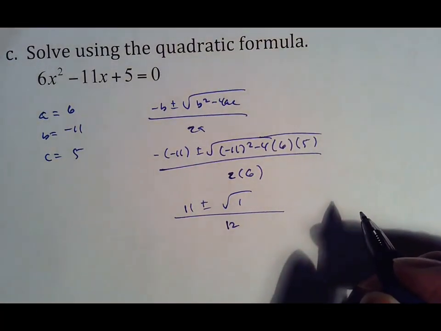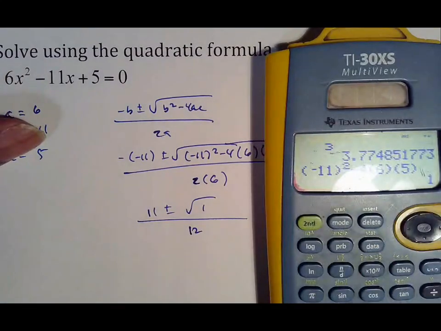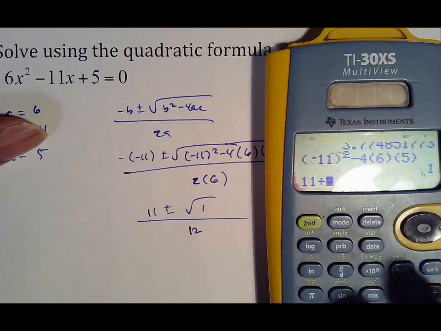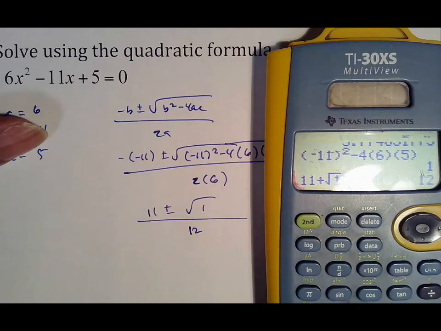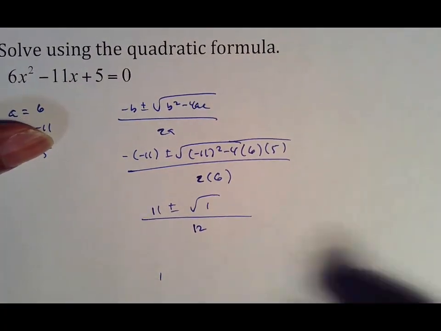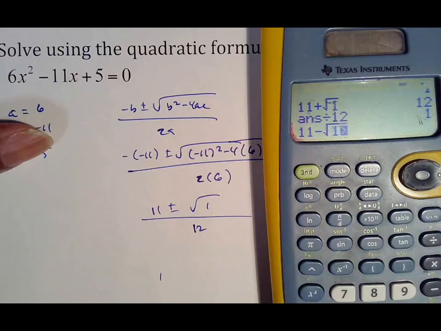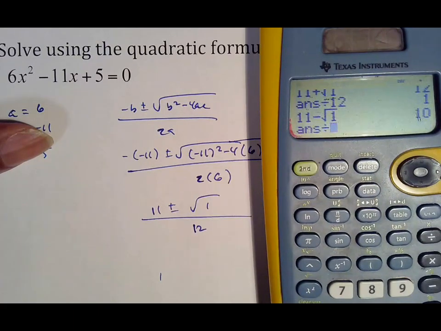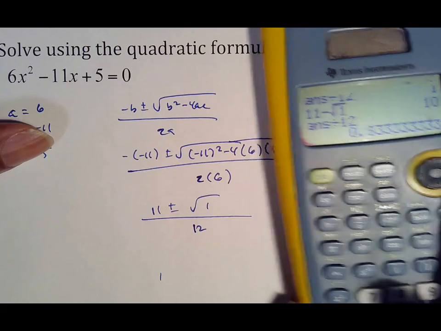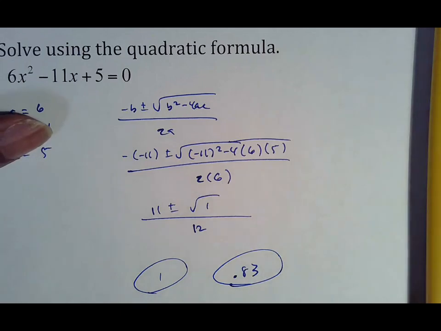So from there, we end up with, let's just type it in, 11 plus square root of 1 equals, divided by 12 equals, which is 1. 11 minus square root of 1 equals, divided by 12 equals 0.83. Those are your 2 answers.